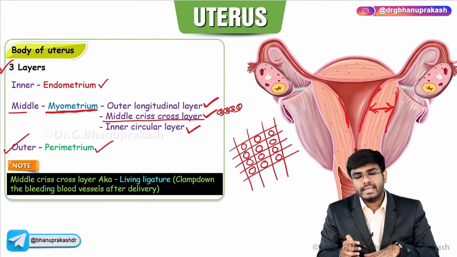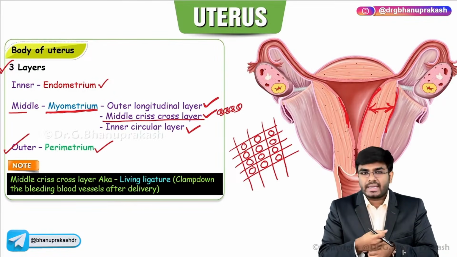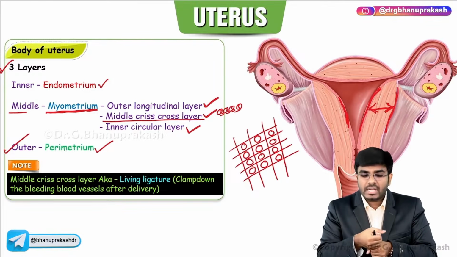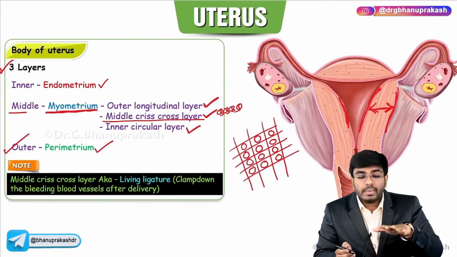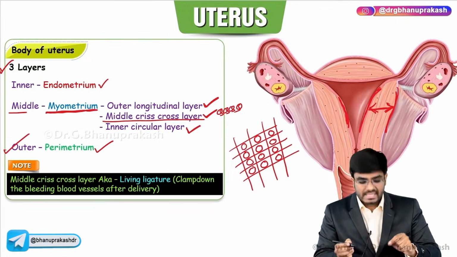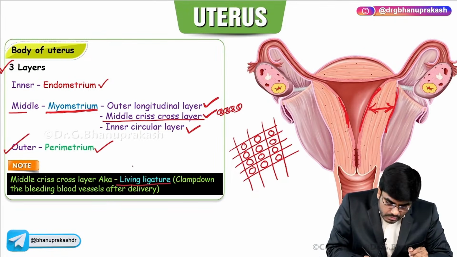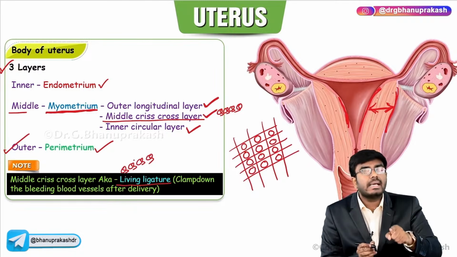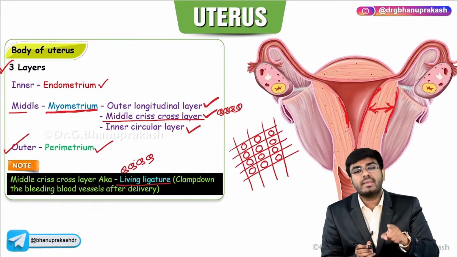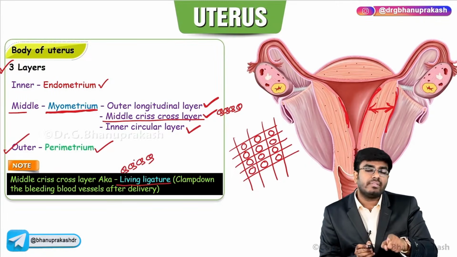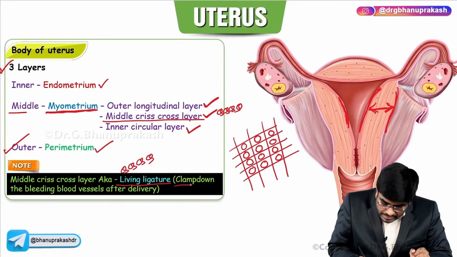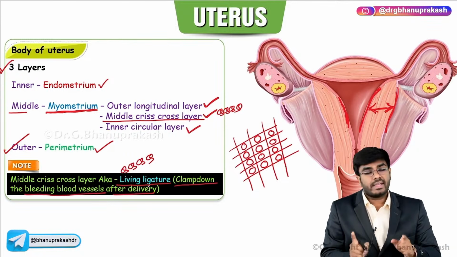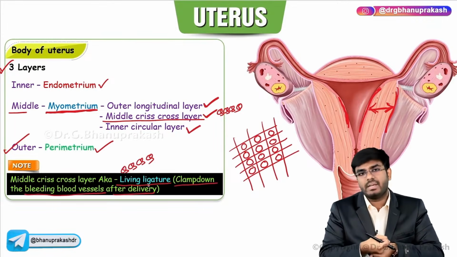Now, to decrease the bleeding after delivery, the uterus contracts, especially this crisscross layer, and it will close or obliterate all these bleeding blood vessels. So, bleeding will decrease. This layer is known as living ligature. Important MCQ: which layer of the uterus is known as living ligature? In the myometrium, the middle crisscross layer is known as living ligature. Why? Because it decreases bleeding after delivery of the baby. This layer will clamp down the bleeding blood vessels after delivery. That's why it is known as living ligature. It will ligate the bleeding blood vessels.